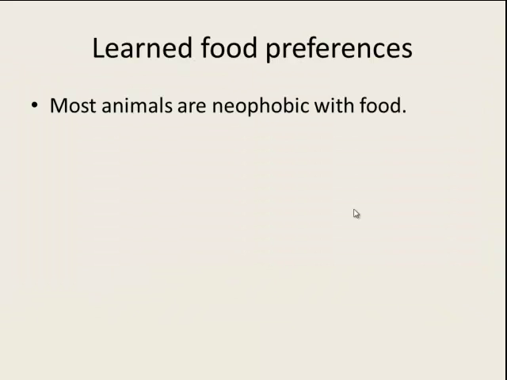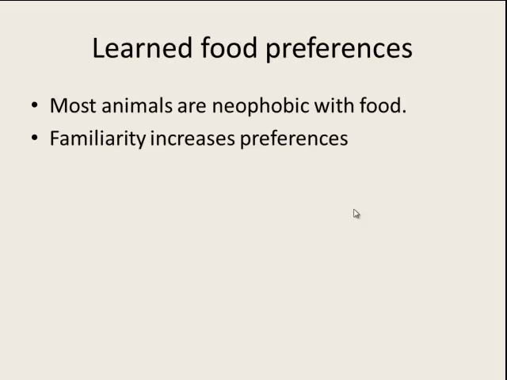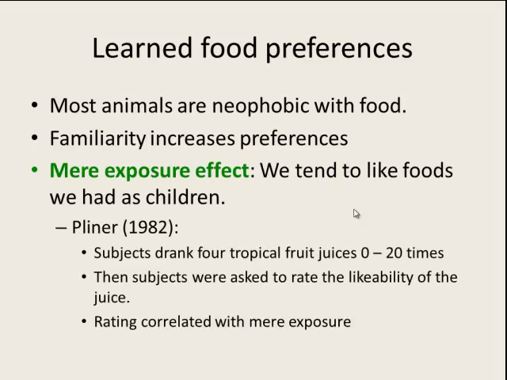Okay. We also can learn food preferences. Most animals start off neophobic, afraid of new things, afraid of new food. But we get a familiarity with the food. So the mere exposure effect is we like the food that we had when we were kids oftentimes. And so if you grew up in a family with certain types of food that came a lot, you like that food and you want to eat that food now as adults. And you can do this even on a daily basis. It's just that our tendency, even as adults, is to start off a little neophobic with food. So here's an experiment.